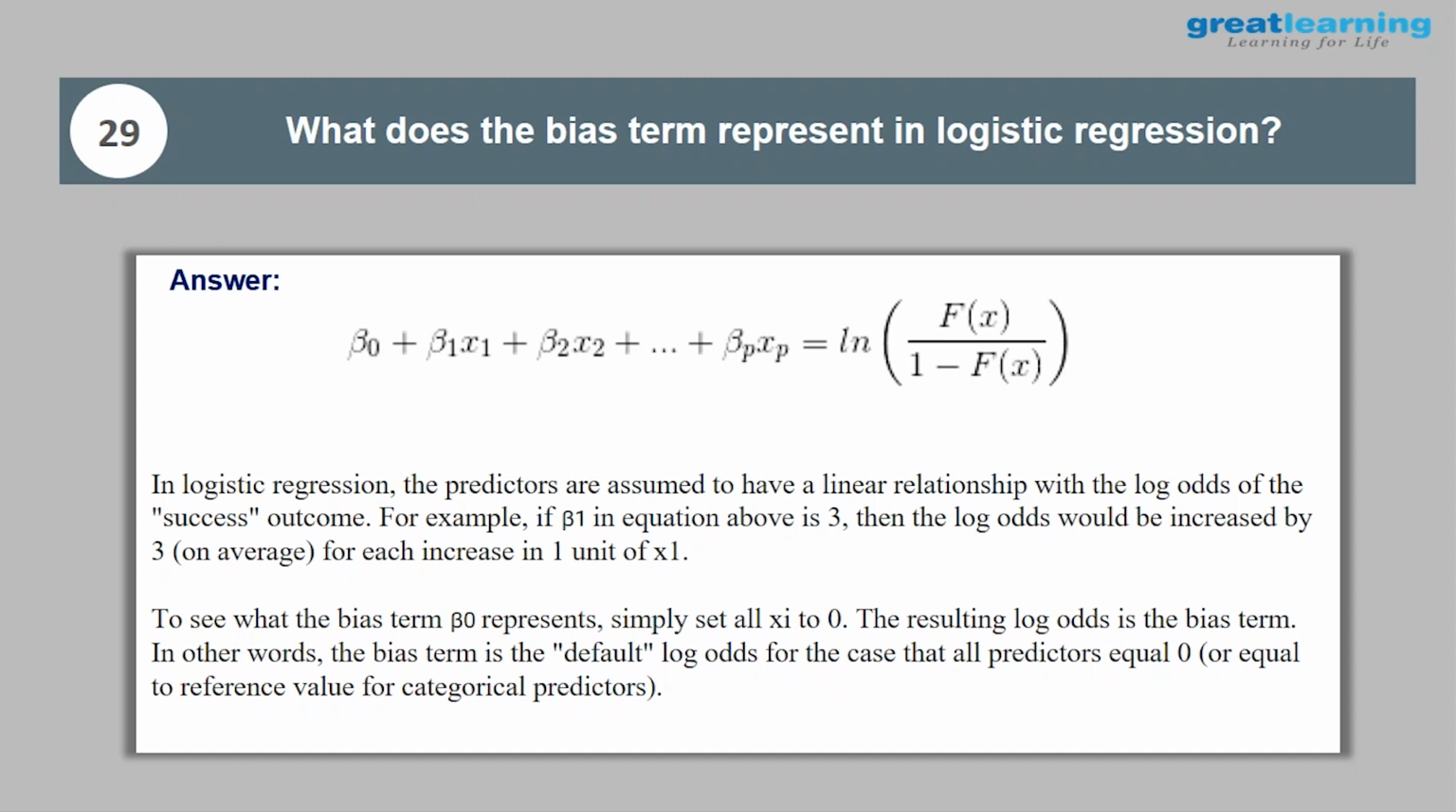To see what the bias term beta 0 represents, simply set all xi to 0. The resulting log odds is the bias term. In other words, the bias term is the default log odds for the case of all predictors equal to 0, or equal to the reference value for categorical predictors. So this is what a bias term represents in logistic regression.